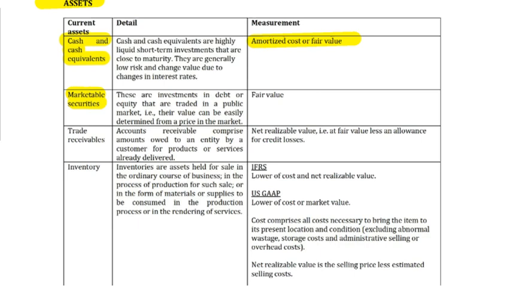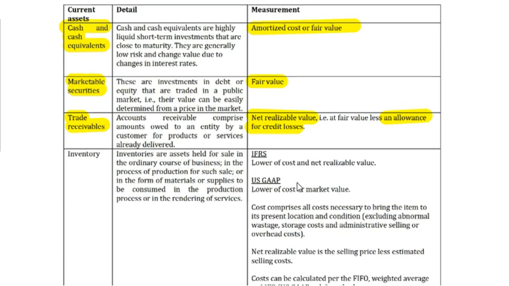Marketable securities, for example things like shares that the company may own on the market, are valued at fair value. Accounts receivable are at net realizable value. Net realizable value is whatever they are worth, less, of course, if they're not going to be collected, an allowance or a provision for credit losses or bad debts.